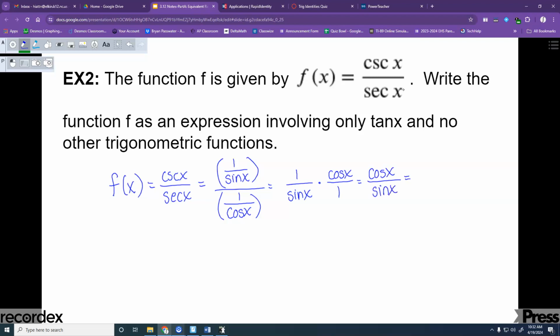What does cosine x over sine x equal? That is cotangent of x. Now, this particular problem, what did it tell me? What's the only thing I could use? Tangent. So cotangent's not tangent. But cotangent is 1 over tangent x. So I could leave the problem like this, and then it would only have tangent in it.